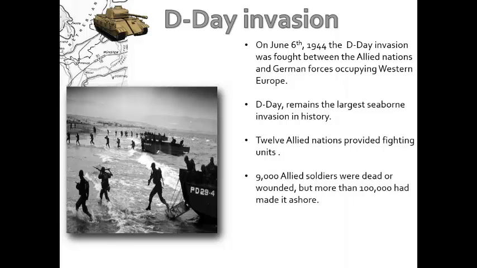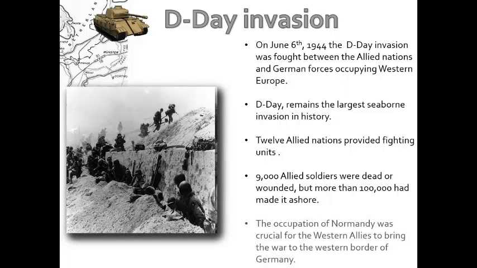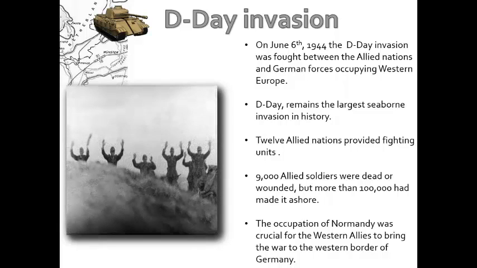12 Allied nations provided fighting units that participated in the invasion, including Australia, Canada, Belgium, France, Czechoslovakia, Greece, New Zealand, the Netherlands, Norway, Poland, the United Kingdom, and the United States. By nightfall on June 6th, more than 9,000 Allied soldiers were dead or wounded, but more than 100,000 had made it ashore and secured French coastal villages. The occupation of Normandy was crucial for the Western Allies to bring the war to the western border of Germany.